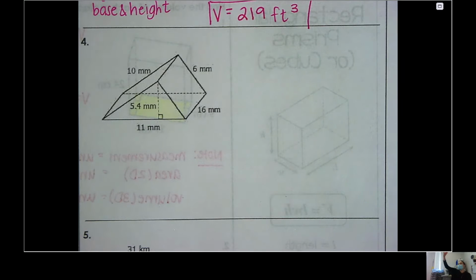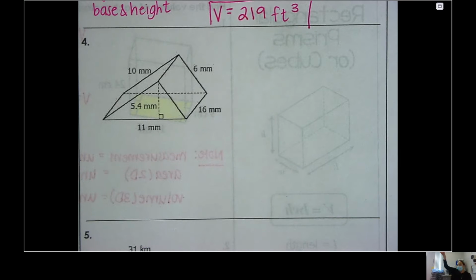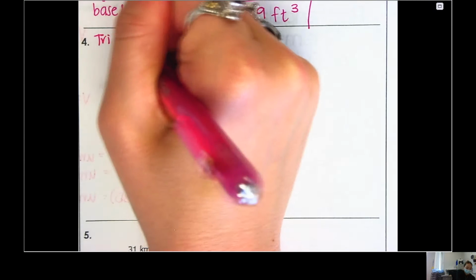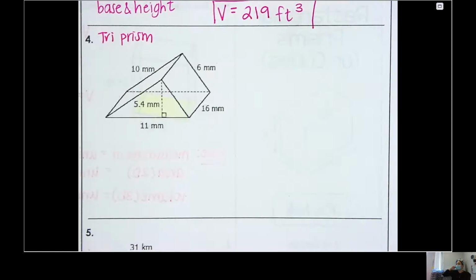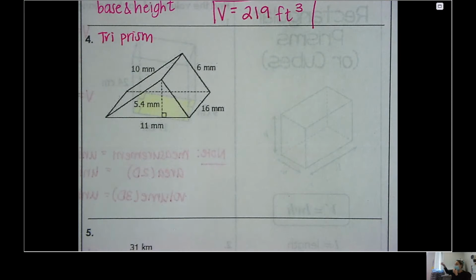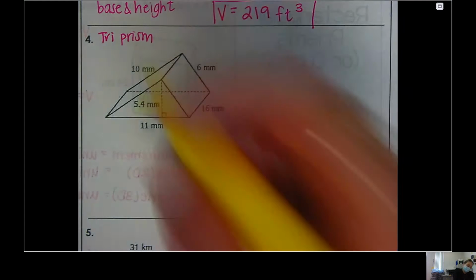It looks like the cheese wedge, right? But instead of it being an up and down cheese wedge, I now just tilted it to the side. It's still a cheese wedge. Hasn't changed. I just pushed it to the side. So this is a triangular prism. So you're going to start by highlighting your base. What shape is your base? You just said it. It's a triangle, so highlight your triangle.